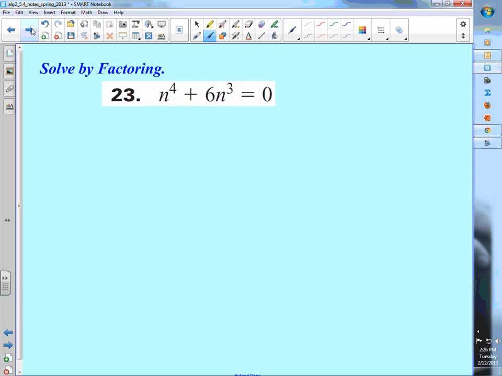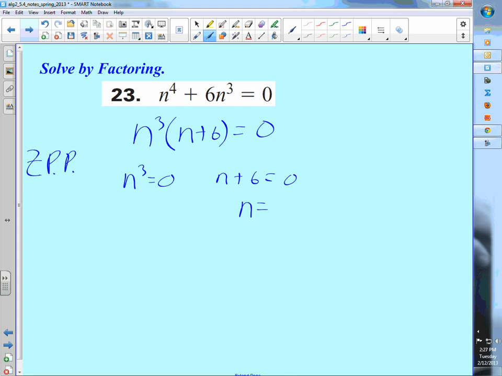The next thing is solving the equation. So we factor. Why do we factor? We factor to solve. n to the third times n plus 6 is equal to 0. So you factor what's in common first. Then what do you do? Zero product property. Once you have something times something equals 0, set each of them equal to 0. So n is going to equal negative 6, and n is going to equal 0.